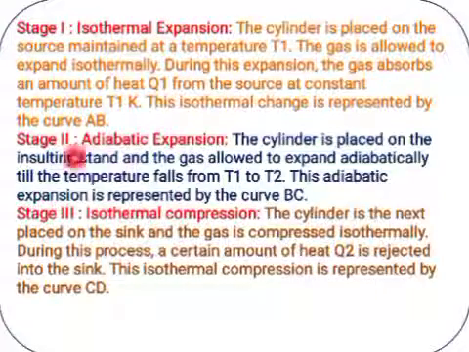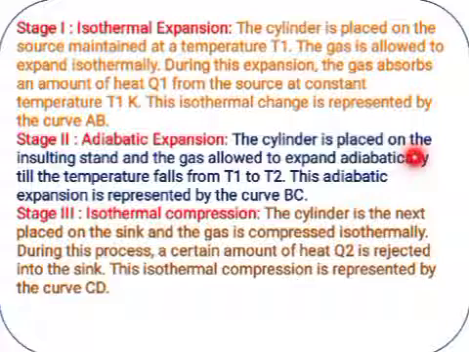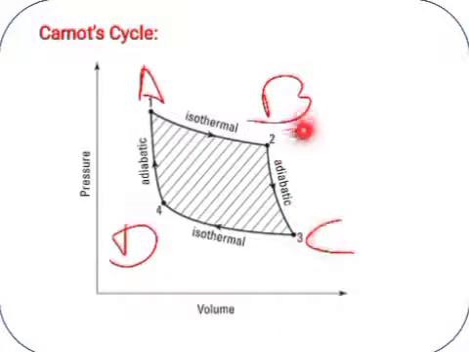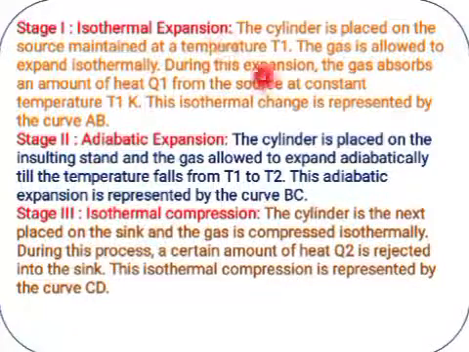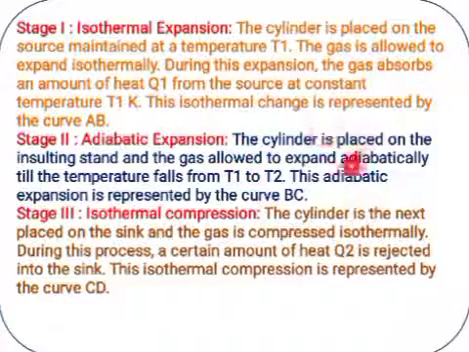Second stage, adiabatic expansion. The cylinder is placed on the insulating stand and the gas is allowed to expand adiabatically till the temperature falls from T1 to T2. This adiabatic expansion is represented by the curve BC. So, second one, this BC curve. This is called adiabatic expansion. Cylinder is placed on the insulating stand. Okay, earlier it was on the source. If we replace it from the source to the insulating stand, it expands adiabatically till the temperature falls from T1 to T2.